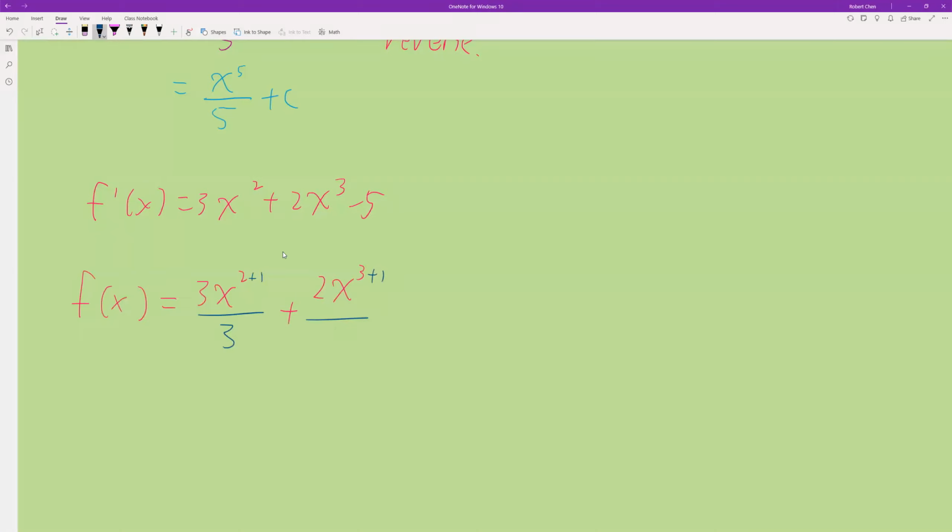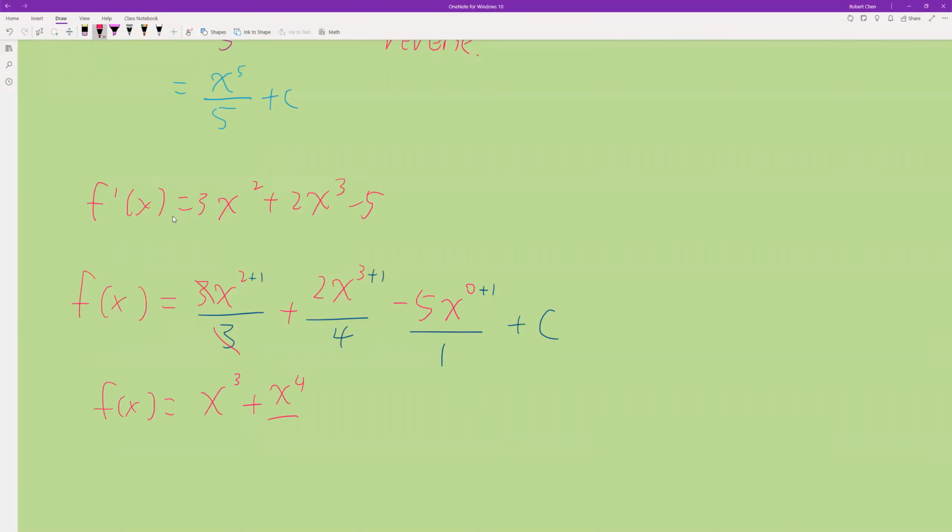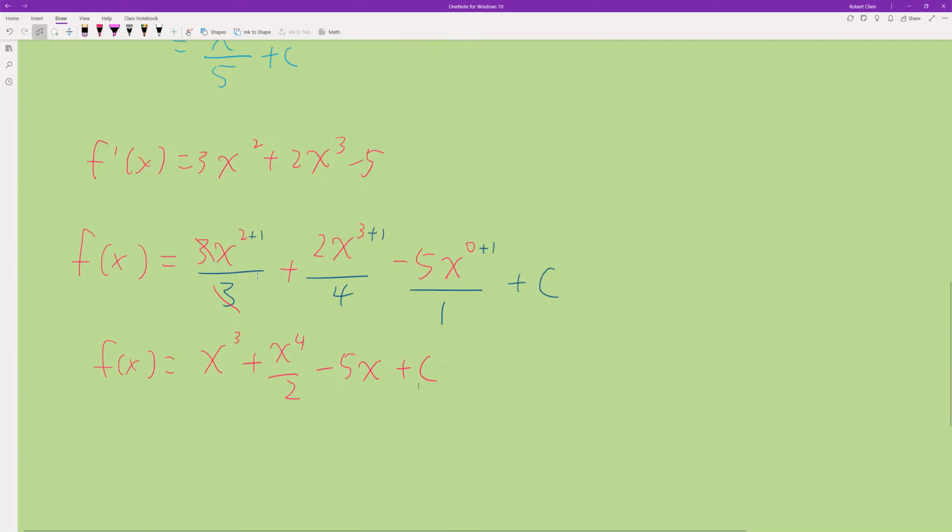over the new power, which is 4, minus 5 times x to the 0th power. X to the 0 power is 1, and then we need to add 1 over the new power 1, and then we also need the plus constant at the end, plus c, any constant that you want. So f of x is going to be x to the 3rd power, since 3 over 3 gives us 1, and then 2 over 4 gives plus x to the 4th over 2, minus 5x plus c. And that's it.